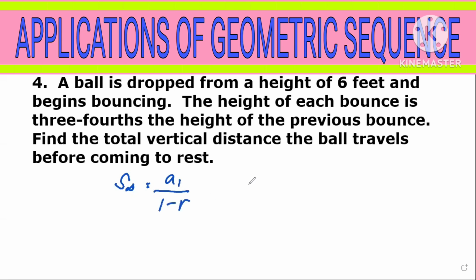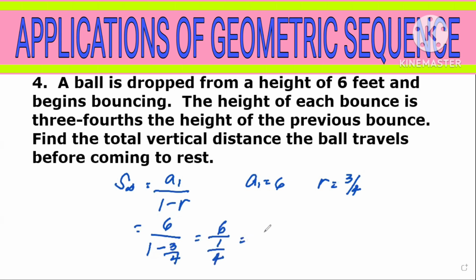Now, since the initial height of the ball is 6 feet, this means that a sub 1 is equal to 6. And since the height of each bounce is 3/4 the height of the previous bounce, it clearly shows that r is equal to 3/4. So substituting these values, we have 6 over 1 minus 3/4. But 1 minus 3/4 is equal to 1/4. And 6 over 1/4 is equal to 6 times the reciprocal of 1/4, which is 4 over 1, or 24 feet. So the total vertical distance the ball travels is 24 feet.